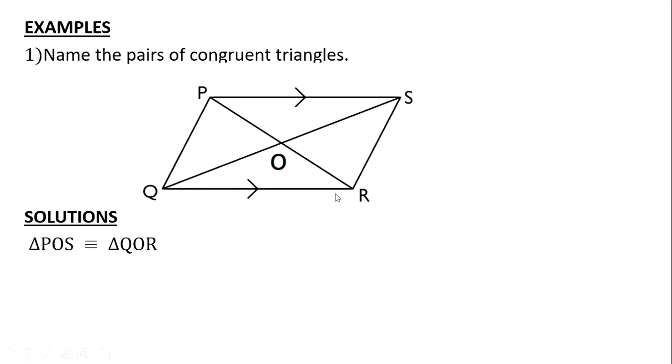They are congruent because their sides are the same. We have side, side, side. QR is equal to PS, OP is equal to OQ, and OR is equal to OS. The next pair we have is triangle ROS, which is congruent to triangle QOP.